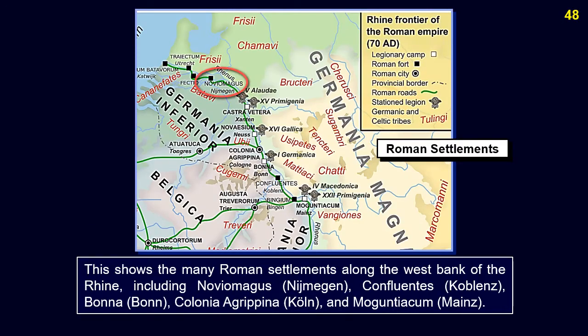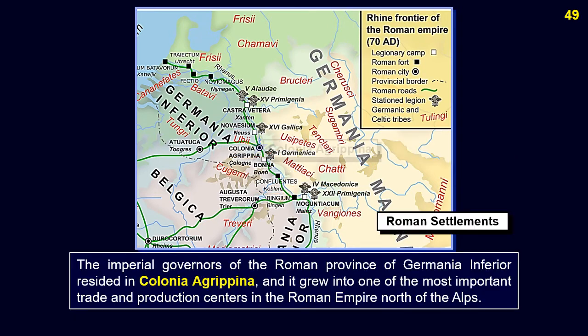This shows the many Roman settlements along the west bank of the Rhine, including Noviamagus, Nijmegen, Confluentes, Koblenz, Bonn, Colonia Agrippina, Köln, and Mogontiacum, Mainz. The imperial governors of the Roman province of Germania Inferior resided in Colonia Agrippina, and it grew into one of the most important trade and production centers in the Roman Empire north of the Alps.